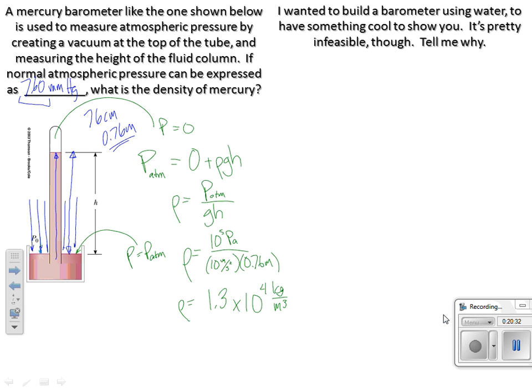Dense stuff. So I thought, hey, why don't we build a barometer using water? Why not? It's infeasible. Infeasible means it's not worth trying because there's something a little bit ridiculous about it. It would just be kind of a pain realistically to try to do. That's what infeasible means. Tell me why. It would involve some algebra and some math and some physics. All right? Just calculate why this is infeasible.